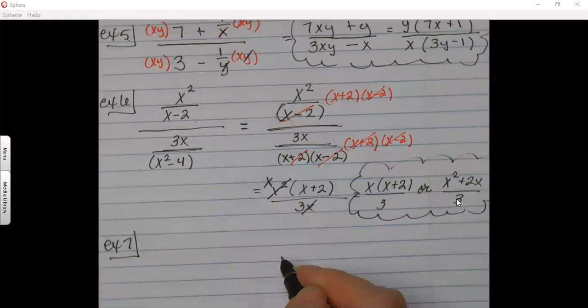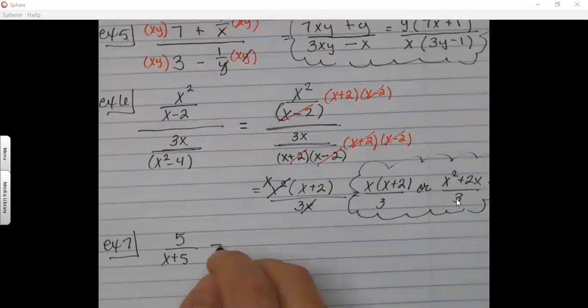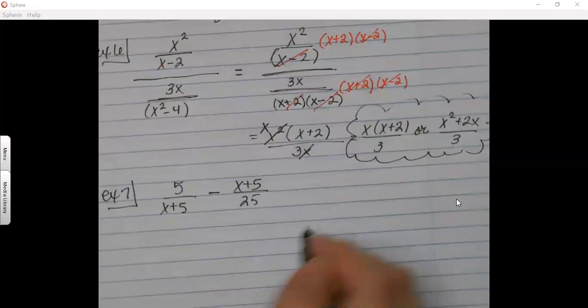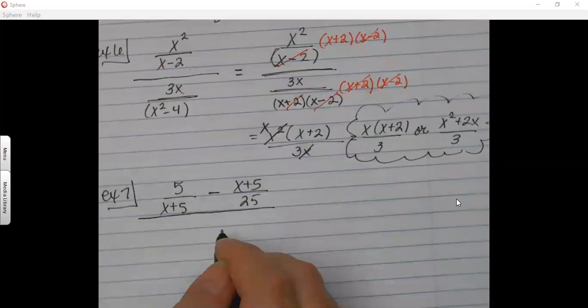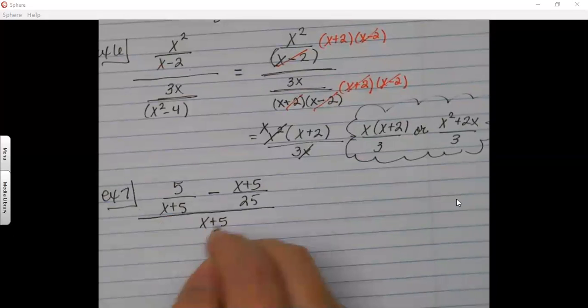Let's try this one. 5 divided by x plus 5 minus x plus 5 quantity divided by 25. And that whole thing is being divided by x plus 5 divided by 5.